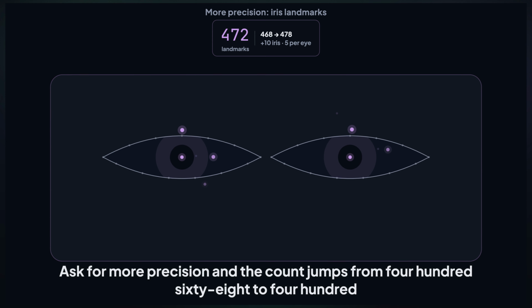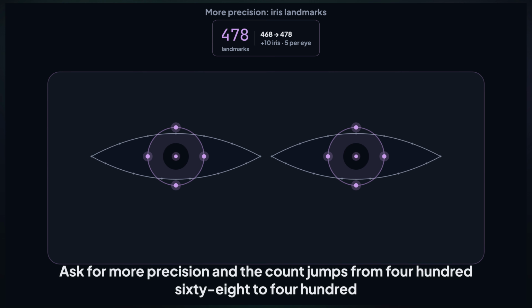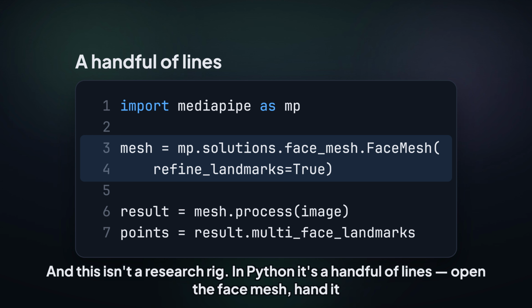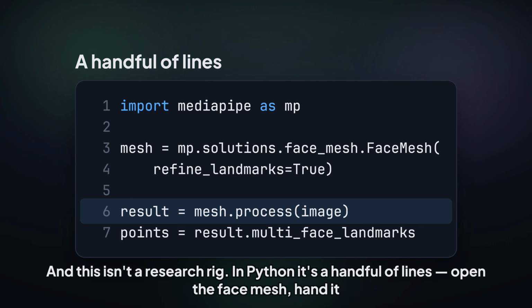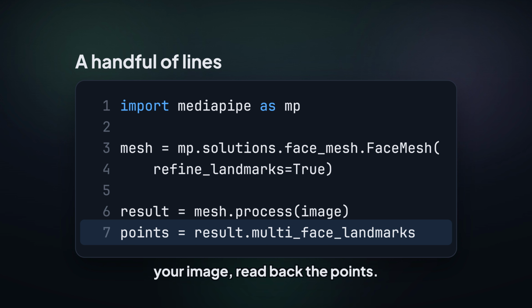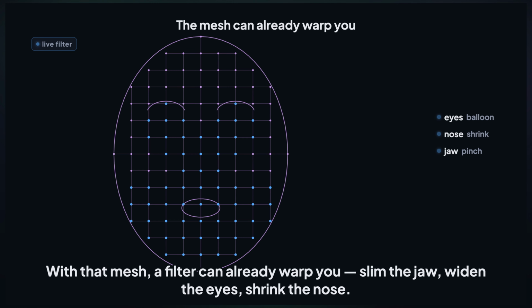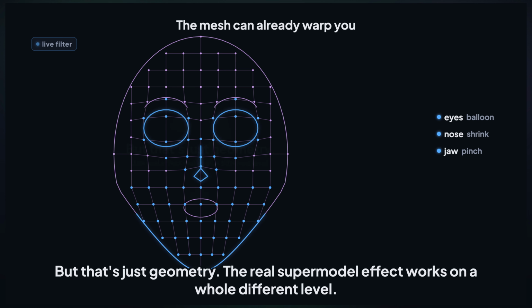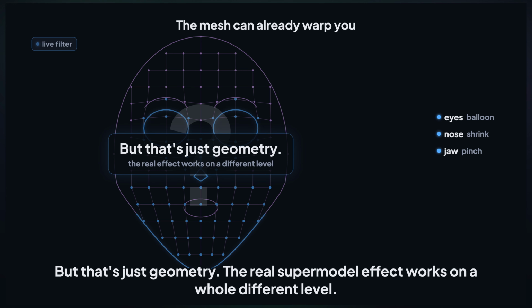Ask for more precision, and the count jumps from 468 to 478. 10 extra points, 5 per eye, locking onto each iris so the lips and eyes track tighter. And this isn't a research rig. In Python, it's a handful of lines. Open the face mesh, hand it your image, read back the points. With that mesh, a filter can already warp you, slim the jaw, widen the eyes, shrink the nose. But that's just geometry. The real supermodel effect works on a whole different level.